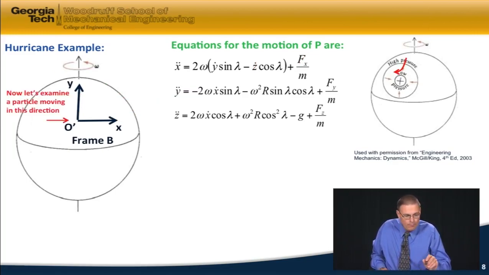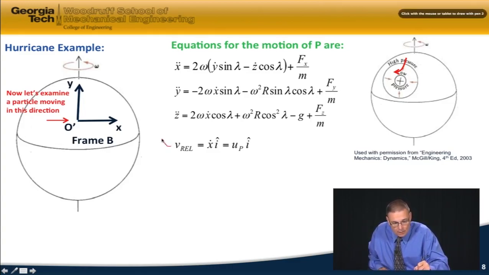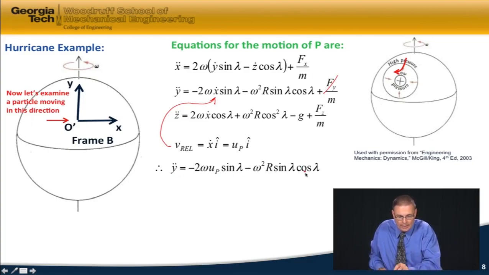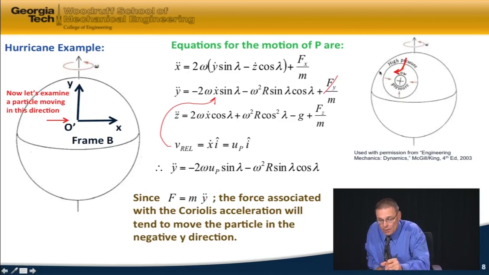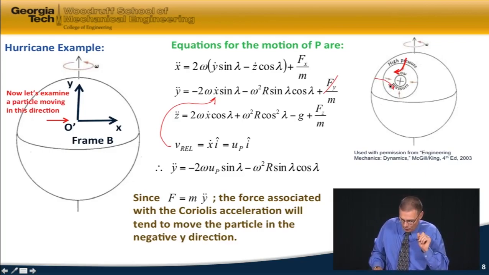Okay, now let's look at a particle coming in the positive x direction from the left here. In this case, vrel is going to be x dot i, or again, some constant velocity u sub p in the i direction. I can put that in now here, and again, no external force. And so I end up with y double dot is a negative value. So F equals ma. If y double dot is a negative value, that means the force associated with it will tend to move the particle in the negative y direction in this case. And so now I've got this particle coming in, going down in this direction. And I just keep on going now.